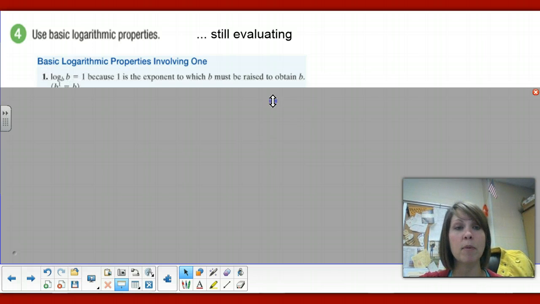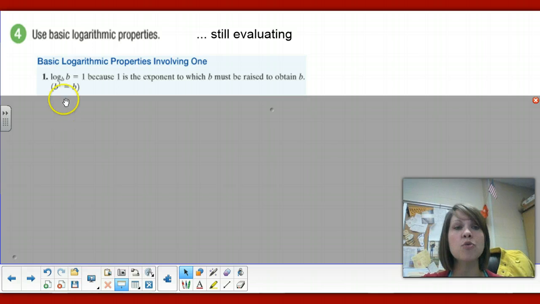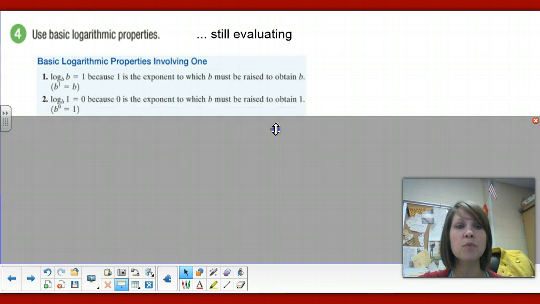Okay, there are 2 of these properties. One of the properties says you have a logarithm that equals 1. And that happens when you have a log of a certain number that has the exact same base. So the log of b with the base of b is equal to 1. The other logarithmic property involving 1 is when you're taking the log of 1. Okay? The log of 1 with any base is equal to 0.